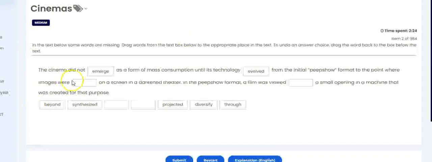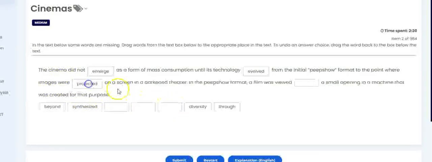So, another clue here is the -ed form, which should be your passive voice. So: projected on a screen in a darkened theater in the peep show format. That's kind of the peep show format. A film was viewed through a small opening in a machine that was created for that purpose.